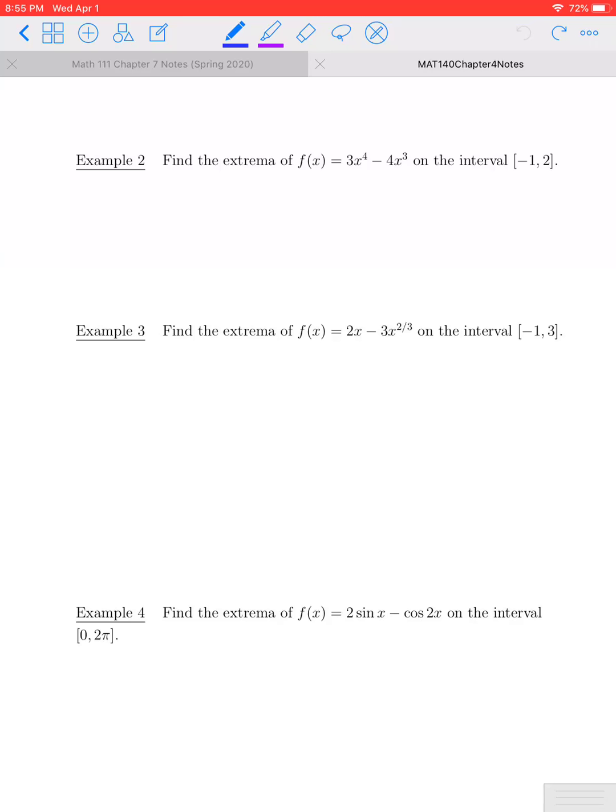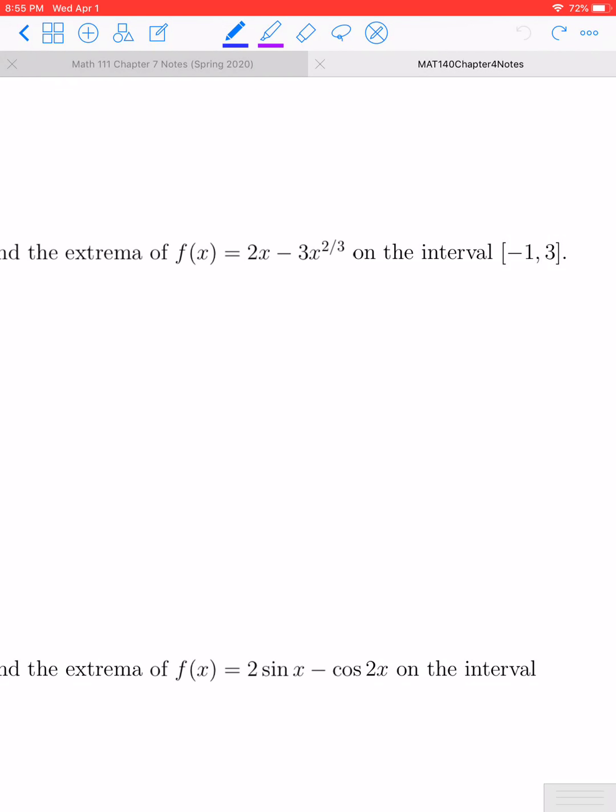Hi everyone. Let's look at two more examples from section 4.1 on finding extrema on a closed interval. In example 3, they ask us to find the extrema of the function f of x equals 2x minus 3x to the 2/3 power on the interval -1, 3.